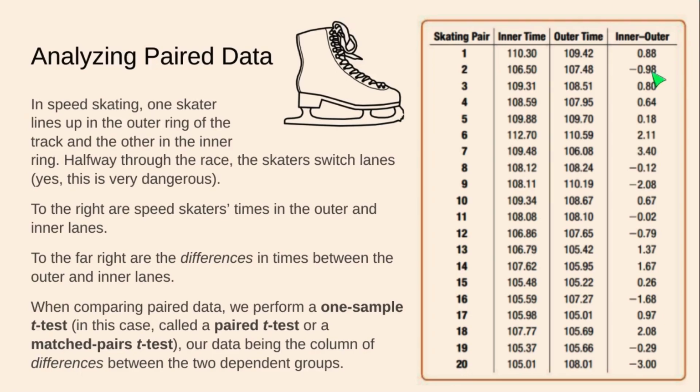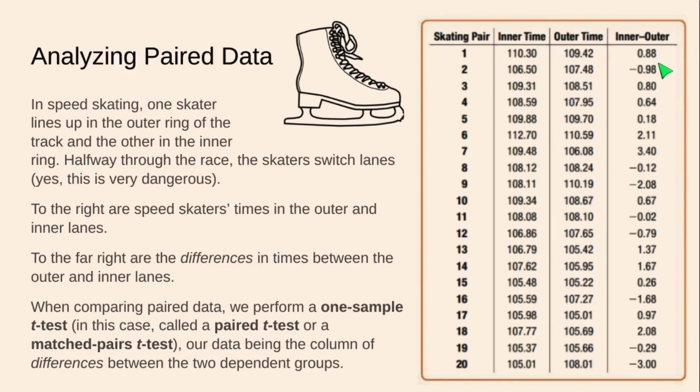We know that the skating pair number 1 here, the person who starts in the inside track and the person who starts on the outside track are related. It's the same heat. It's the same skating pair, all right? It's the same trial, okay? So these skaters are not independent, all right? But what is independent is the set of inner minus outer times, all right?